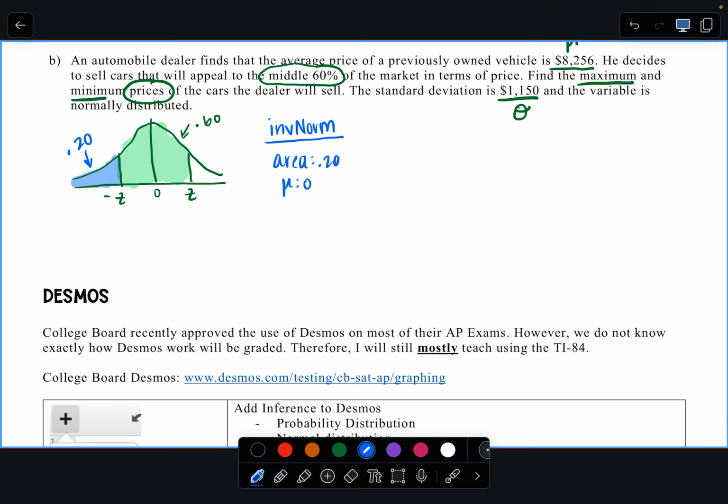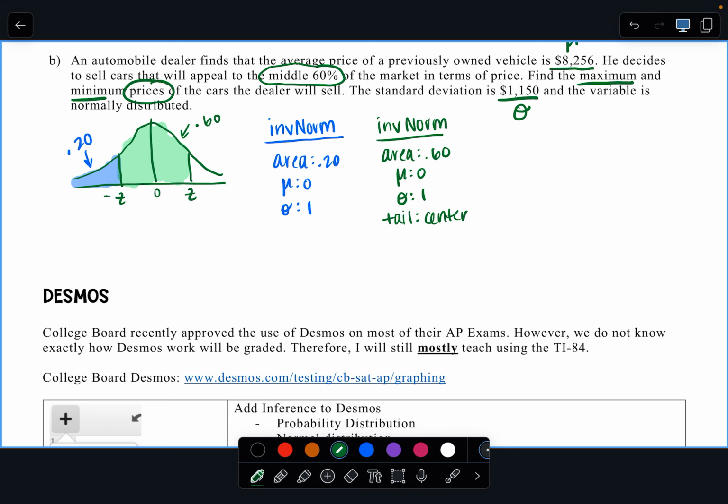Mean of 0, standard deviation of 1. So if you don't have the tail option, and even if you do, and you leave tail at left, this is what you're entering in. If you do, just to show you what that would look like, we would say inverse norm. We would say area is 0.60, mean of 0, standard deviation of 1, and your tail option would be center.